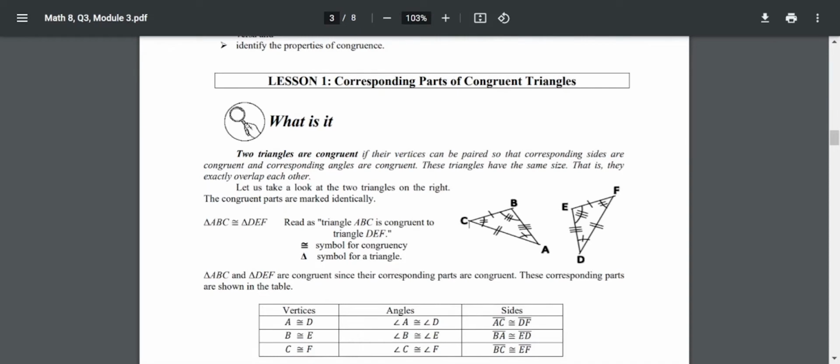So before we start, you all know what a triangle is, right? A triangle is a shape with three sides and three vertices, and it has three angles. And when we say congruent, it means the same or equal. So we will be dealing with triangles that have the same measure, the same form, the same parts. But when can we say that two triangles are congruent?